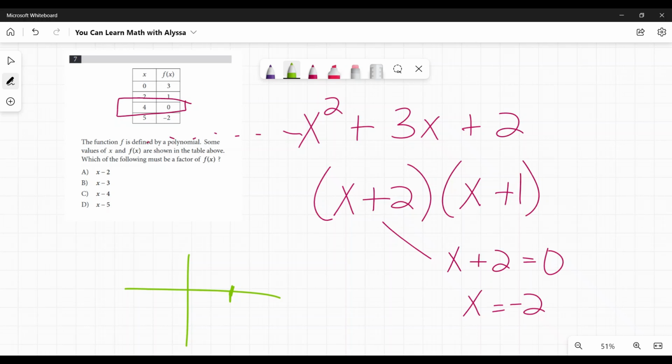I don't know anything else about it. I don't know if it's going like this, or like that, or like this. I don't know. But I know it's going through that spot, that 0.